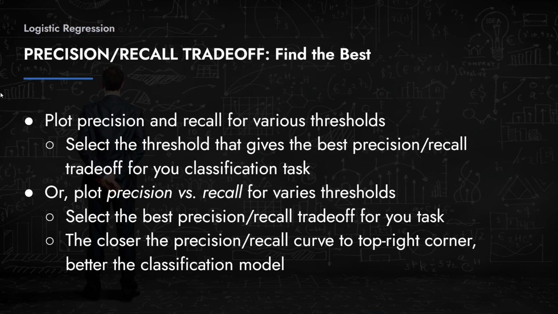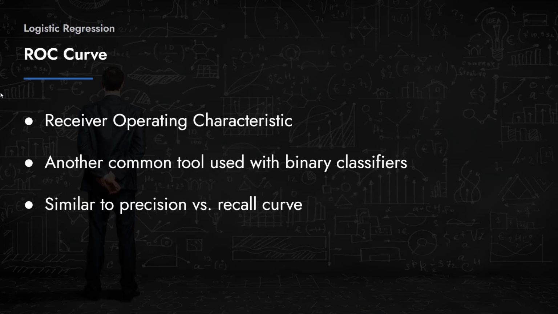The closer the precision recall curve is to the top right corner, the better the classification model, because that would correspond to the highest precision and the highest recall value, as we're going to see in the following examples. Now, instead of doing all of that, we can use what's called an ROC curve, which basically does that but summarizes it in this curve.